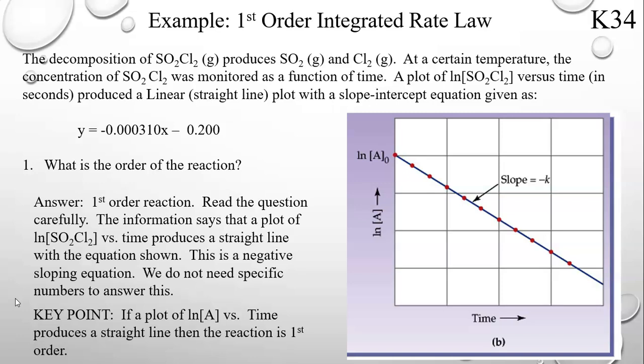So the key is if a plot of ln A versus time produces a straight line, then the reaction is first order. So if you take the concentration and then you take the natural log of it and you plot that against time, if you end up getting a negatively sloping straight line, then it's a first order reaction. If you don't, then it's not a first order reaction.